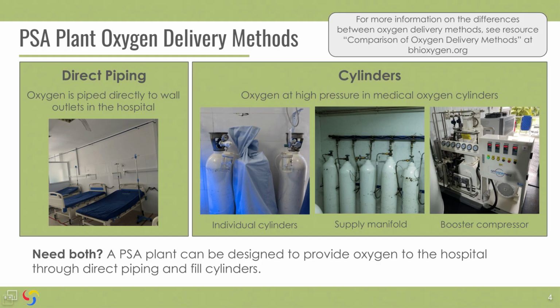Cylinders. PSA plants fill oxygen cylinders at a high pressure to allow transportation of large volumes of oxygen. For example, the oxygen cylinders pictured on this slide each contain 7,500 liters of oxygen. Individual cylinders. Oxygen cylinders can be used individually, such as at patient bedsides or while patients are being transported.